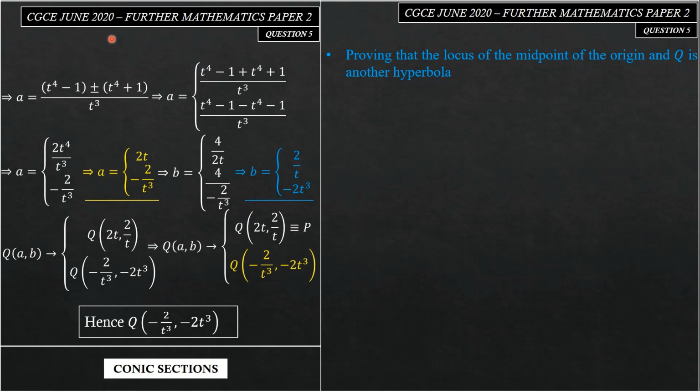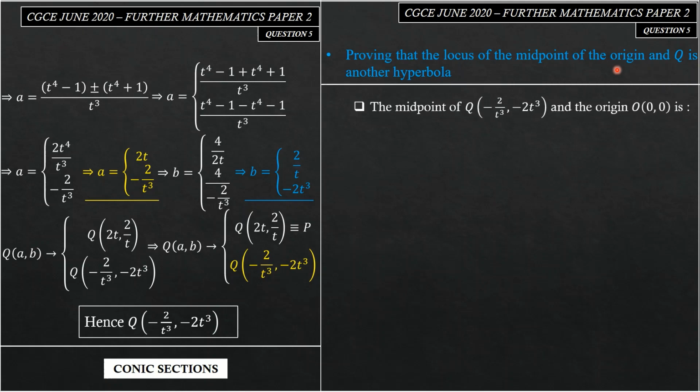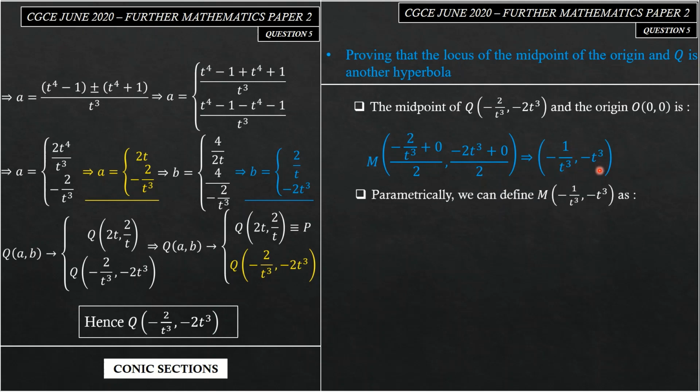It's asking us to prove that the locus of the midpoint of the origin and Q is another hyperbola. How do we find the midpoint between 2 points? Nevertheless, our Q, we have the coordinates. The origin has coordinates 0, 0. So the midpoint of Q and the origin, we add the x coordinates, we divide by 2. We add the y coordinates, we divide by 2. Simplifying, we get the midpoint to be, the x coordinate is negative 1 on t cubed and the y coordinate is negative t cubed.